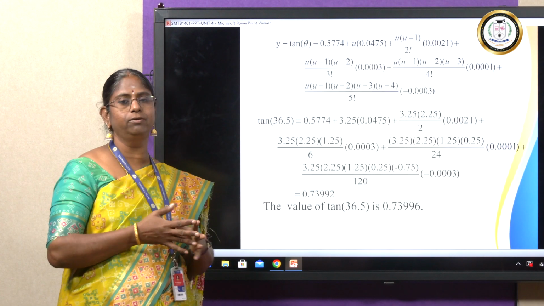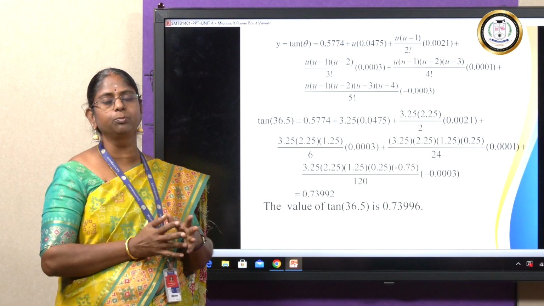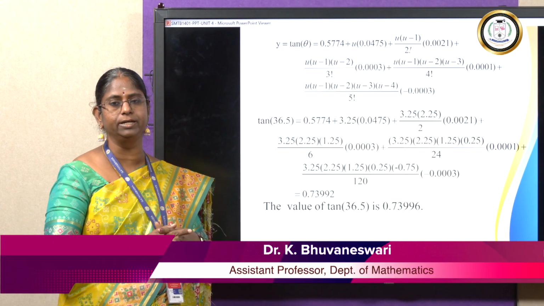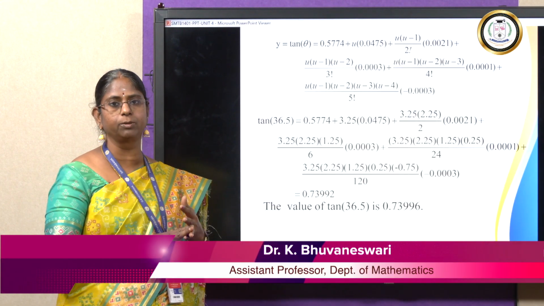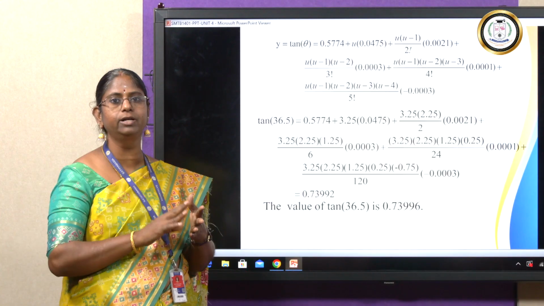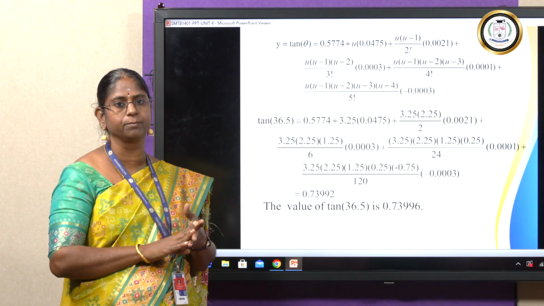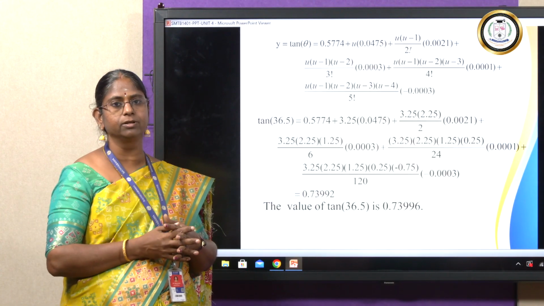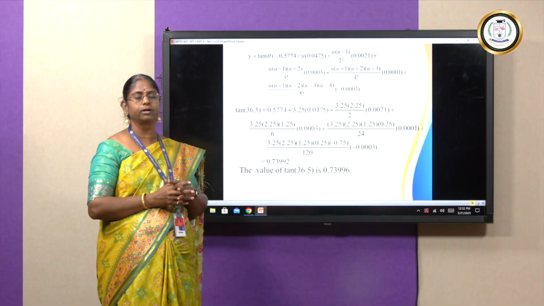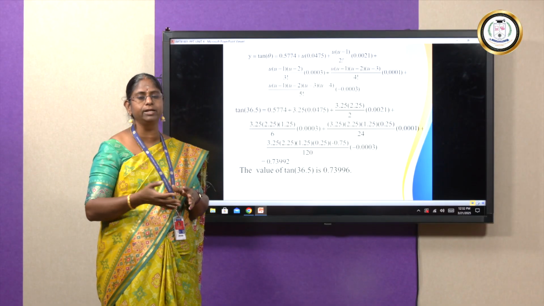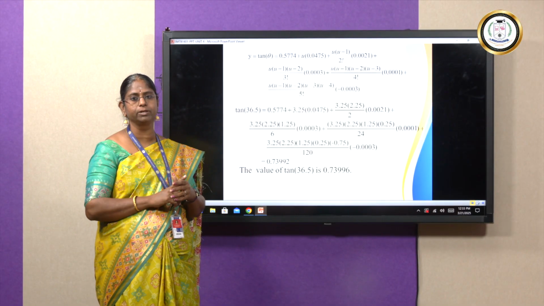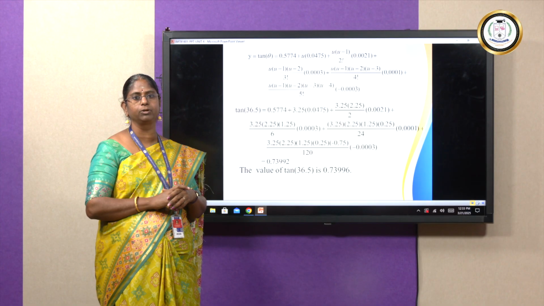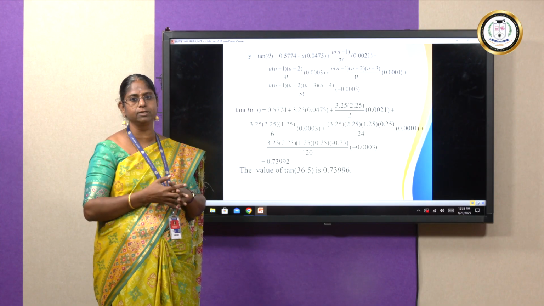This is the value of tan of 36.5, equivalent to 0.73996. So far what we have seen is interpolation formulas for equal intervals. We have seen two types of interpolation, Newton's forward and backward interpolation formula. In the next video lecture, we will see the problems of interpolation formula for unequal intervals. We have one method called Lagrange's interpolation formula, which we have seen in the second lecture.